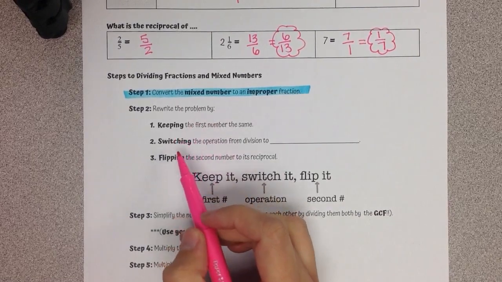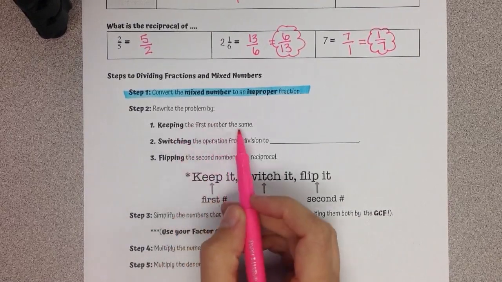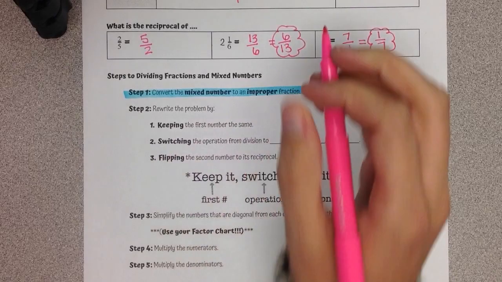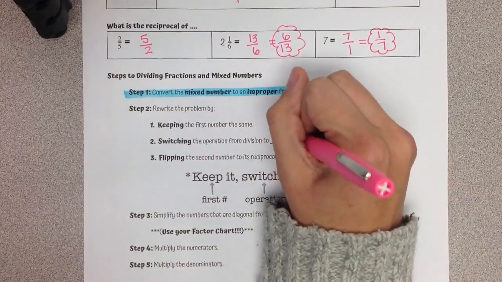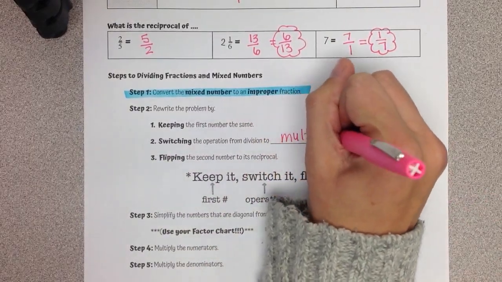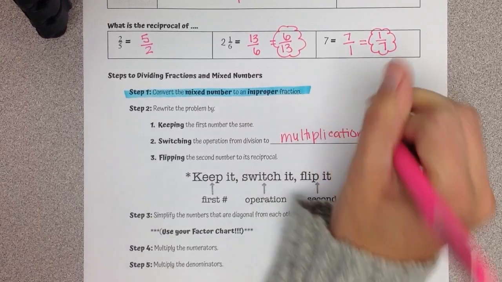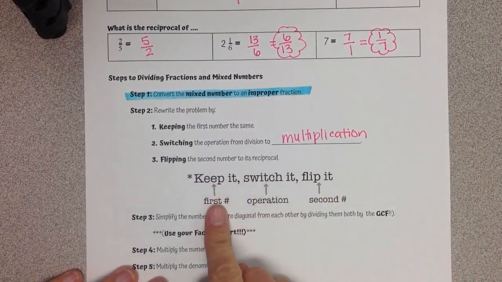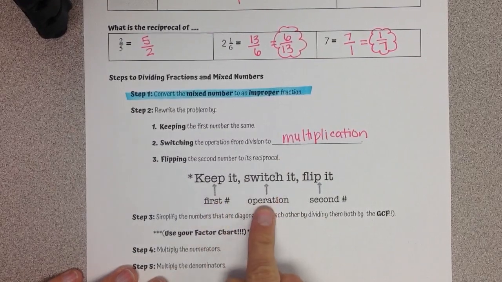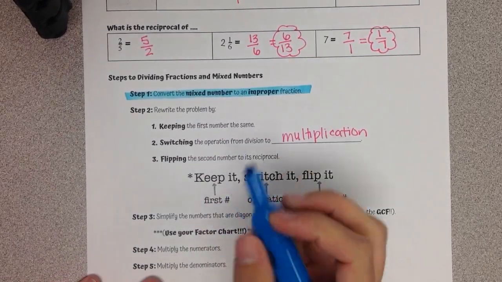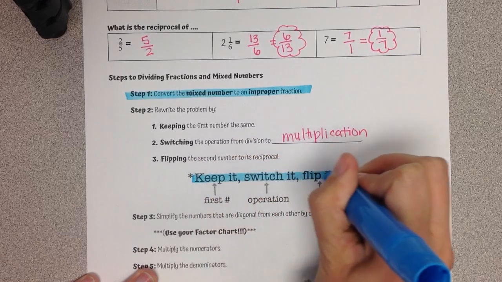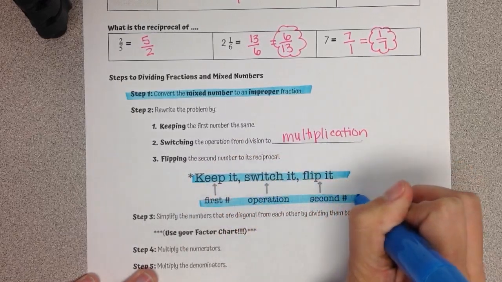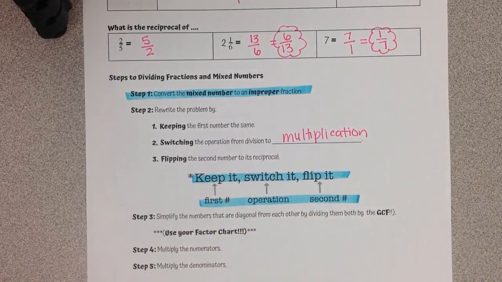We say keep it, switch it, flip it. We keep the first number the same, switch the operation from division to multiplication, and then flip the second number to its reciprocal. So keep it, switch it, flip it. Keep the first number, switch the operation, flip the second number. I want you to highlight both of these because this is the most important part and the part that a lot of people forget.